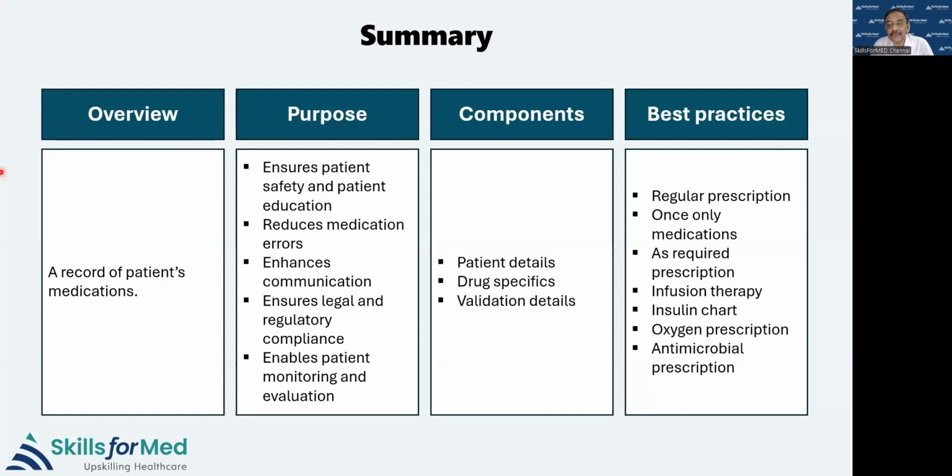So that brings us to the end of this webinar on using the drug chart. We covered the overview of what a drug chart is and why it should be used. Basically, it's a record of the patient's medication, and it has to be written in a uniform location. The purpose is to ensure safety, reduce errors, enhance communication, ensure legal and statutory compliance, and enable patient monitoring and evaluation. The components, as I told, are patient details, drug-specific details, and validation details. These 3 things should be there in every drug chart. Then we looked at the various areas in the drug chart: regular prescription, once only, as required, infusion therapy, and insulin. Then we talked about certain extra uses you can include in the drug chart, that is the oxygen prescription and antimicrobial prescription.